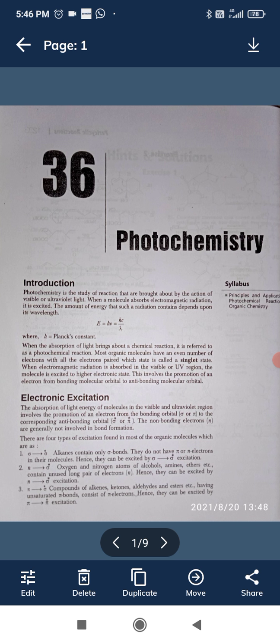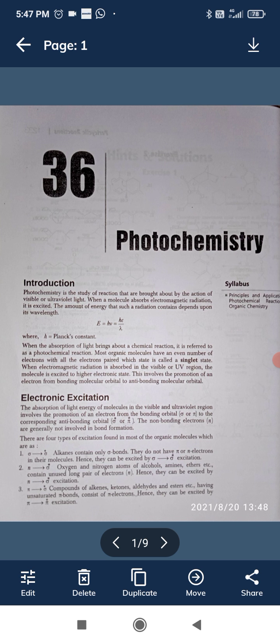Whenever you go into inorganic or organic or any other reactions, there may be some catalyst which plays a role or speeds up the reaction. H mu, that is light, plays a very important role in photochemical reactions. So here it is very clearly given. Photochemistry is the study of reactions that are brought about by the action of visible or UV, that is ultraviolet, light, when a molecule absorbs electromagnetic radiation.